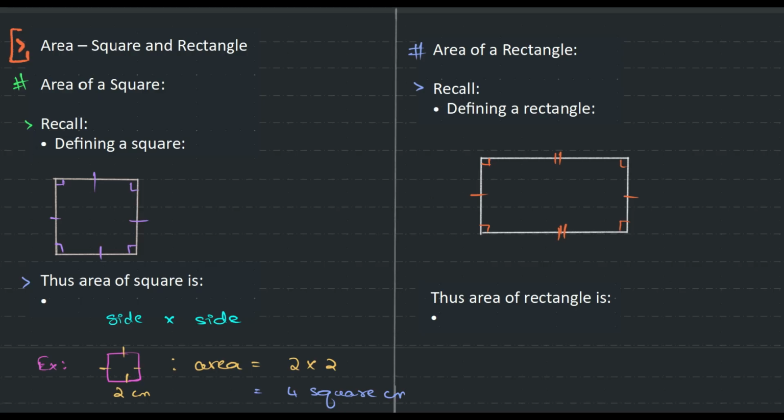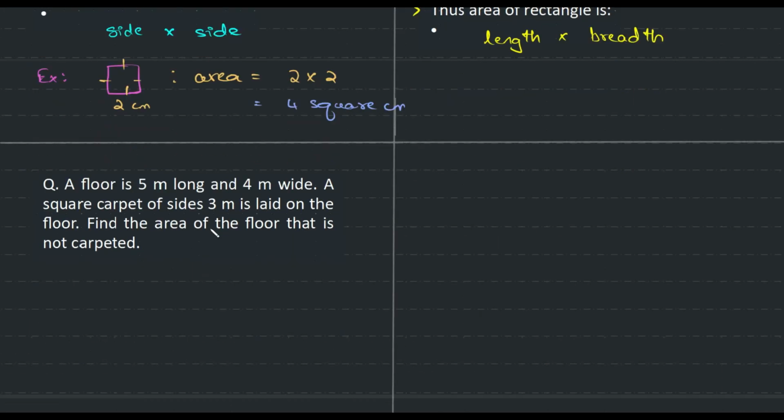So the area of a rectangle will be what? Say this is length and say this is breadth. So the area of a rectangle is length into breadth. So I'll give an example. Actually, I do have an example.